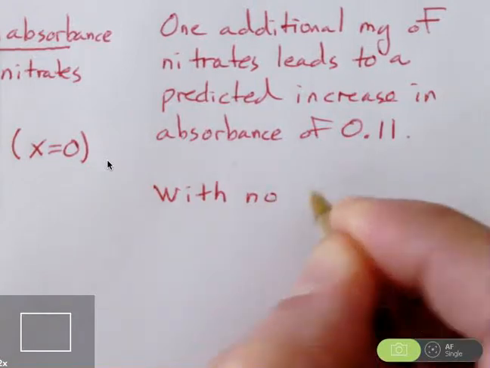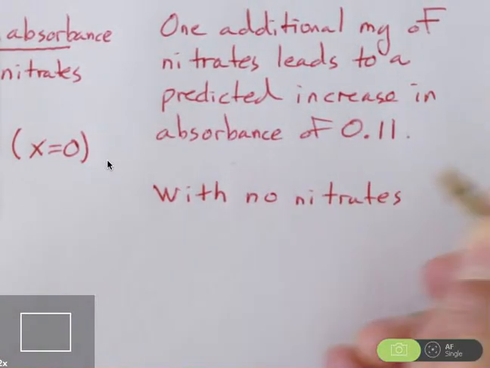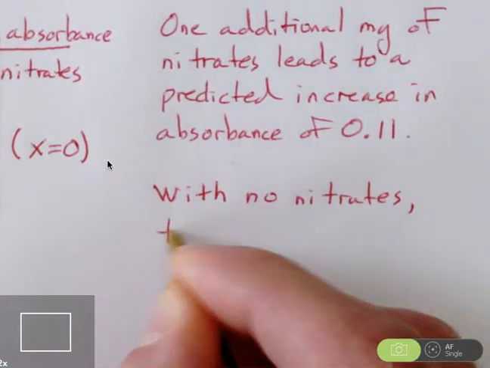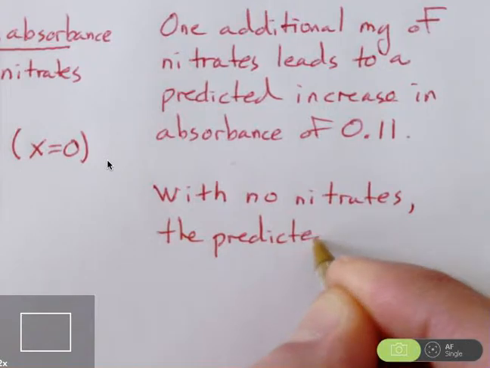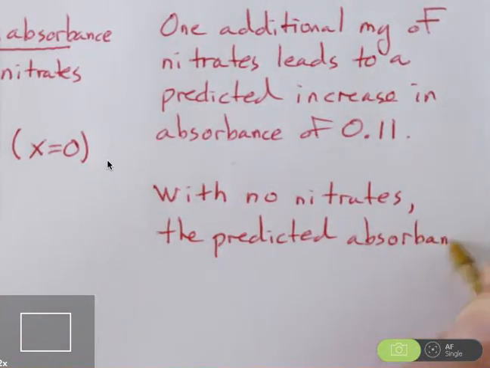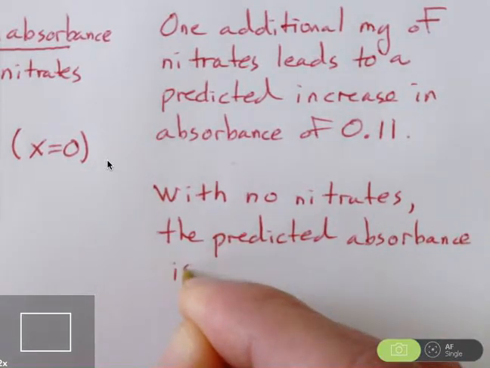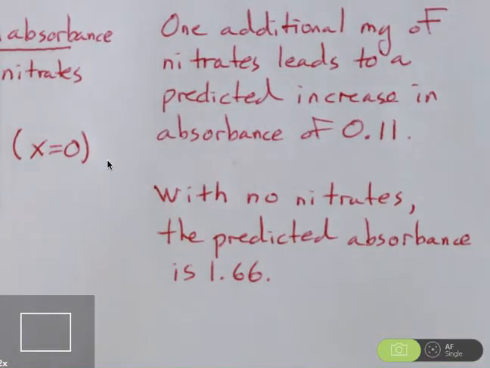With no nitrates, the predicted absorbance is 1.66. That is the interpretation of the slope and the interpretation of the intercept.